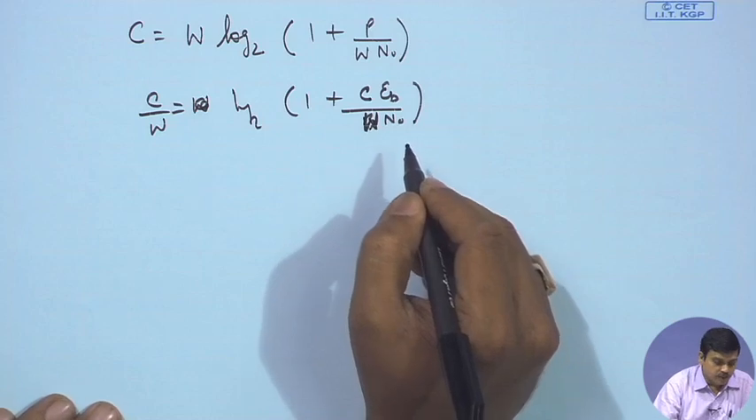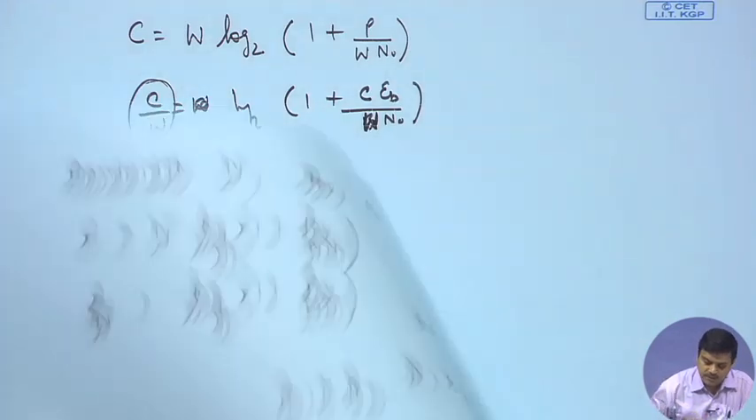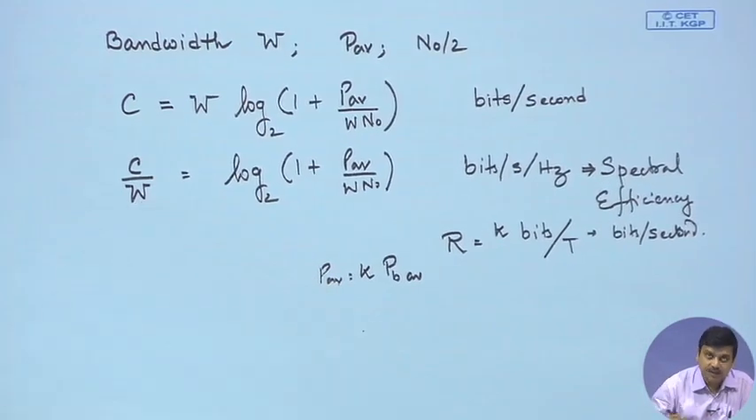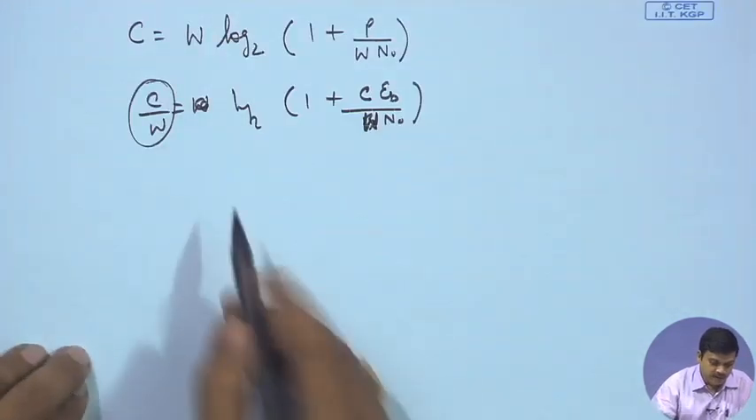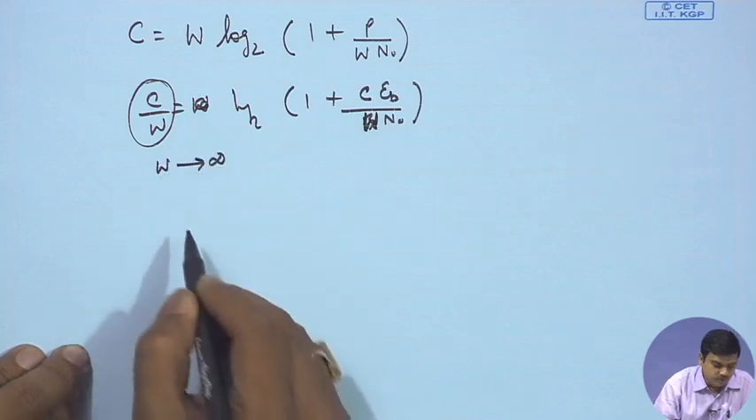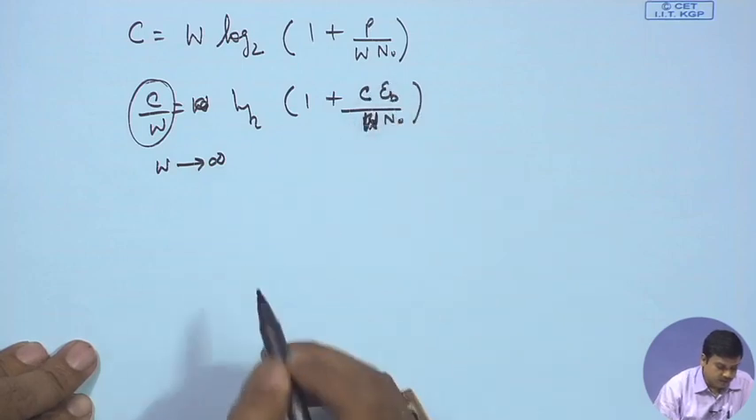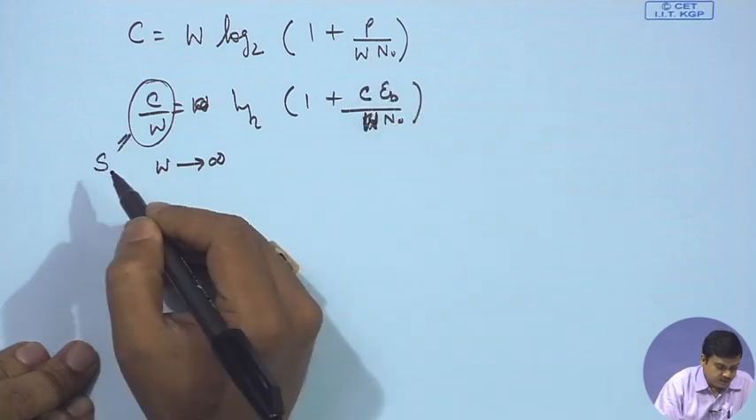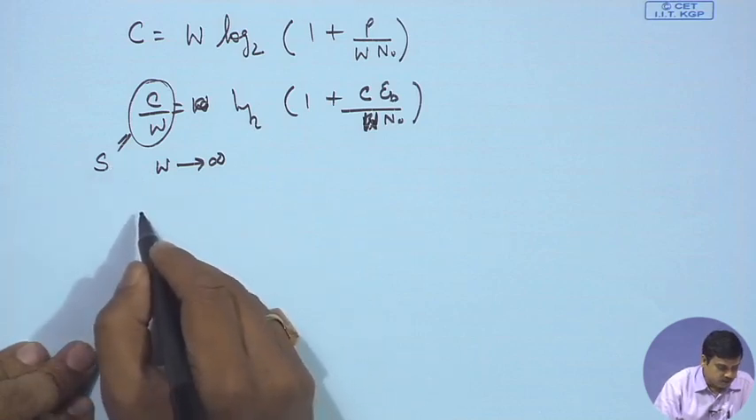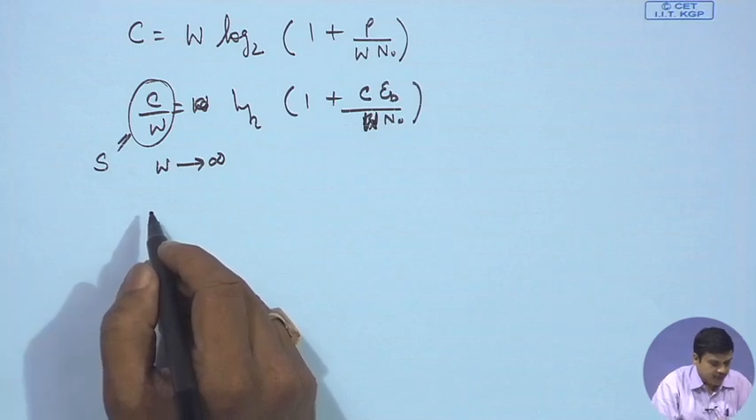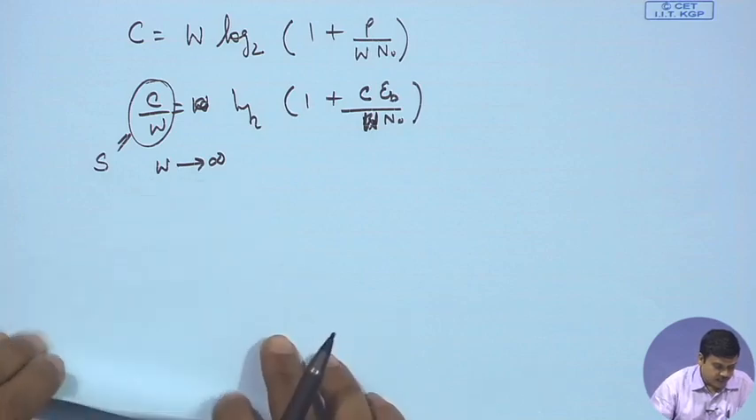So, what we could do now is, if you look at C by W, we already said C by W is the spectral efficiency, that is bits per second per hertz. So, we are interested in the spectral efficiency. We are interested in making W go to infinity, and the question is on Eb upon N naught, right. So, let us denote this by S. So, what we would like to say is, if we want the spectral efficiency S to go to 0, what would be the impact, right.